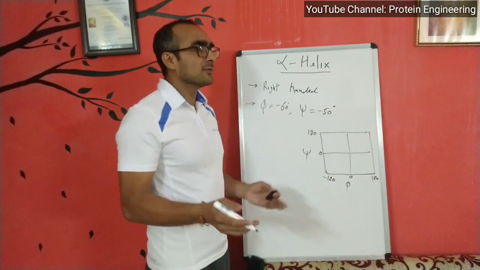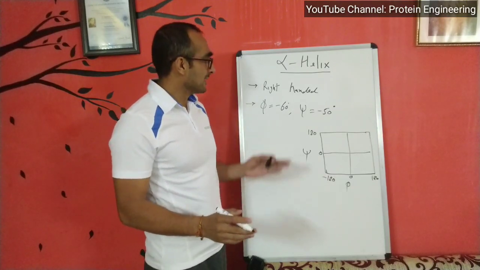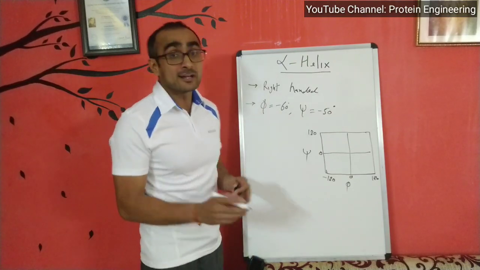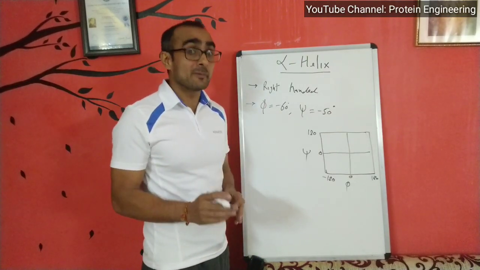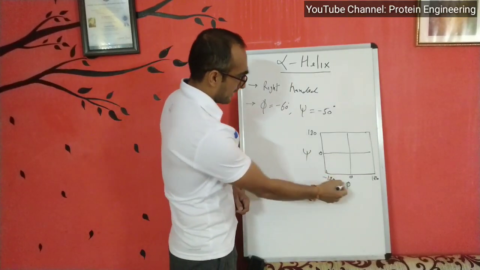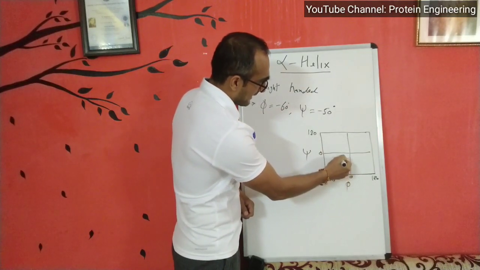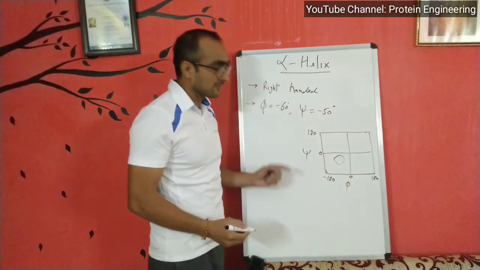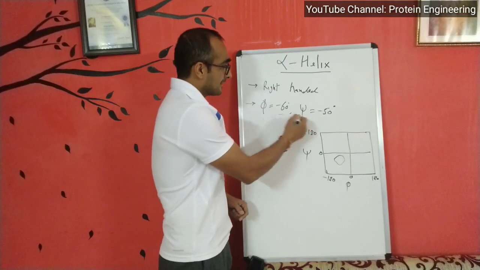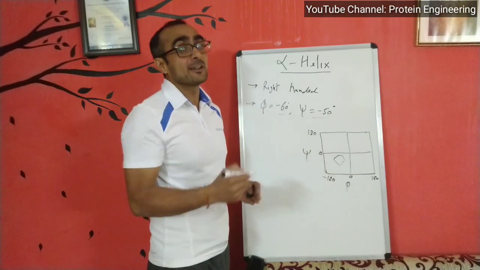For amino acids to acquire alpha helical conformation, the torsion angles phi and psi should be -60 and -50 respectively. It means that if you look at the phi-psi map, also called the Ramachandran plot, the alpha helical conformation will be at phi and psi of -60 and -50, somewhere here. So this is the area where alpha helical conformation lies in the Ramachandran plot. These phi and psi torsion angles are required to bend the polypeptide chain into alpha helical conformation.